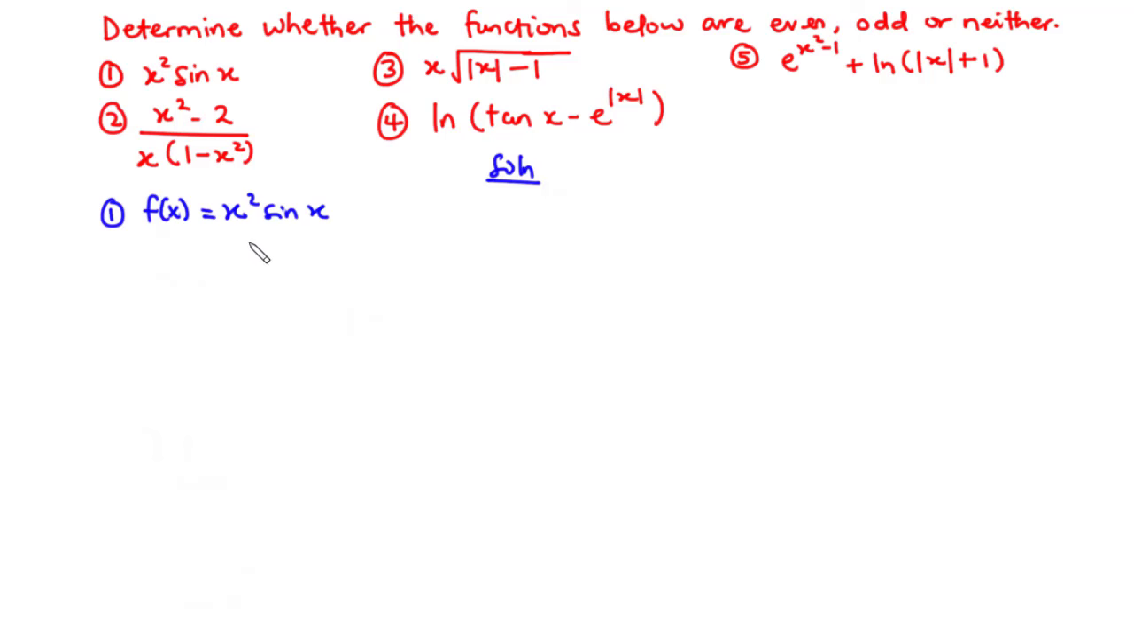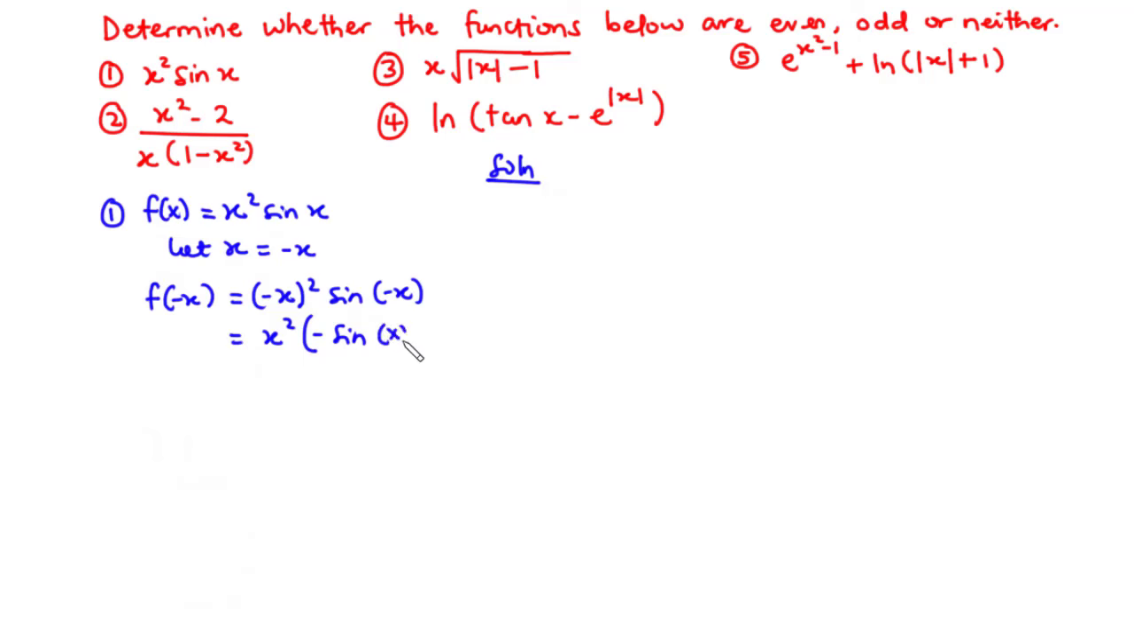So first of all, let's plug in negative x wherever we see x in this function. So let x equals negative x. So we have f of negative x equals negative x square sine negative x. Now let's simplify this expression. So negative x square becomes x square, and then sine negative x becomes negative sine x. Now let's multiply these two, and then we have negative x square sine x.